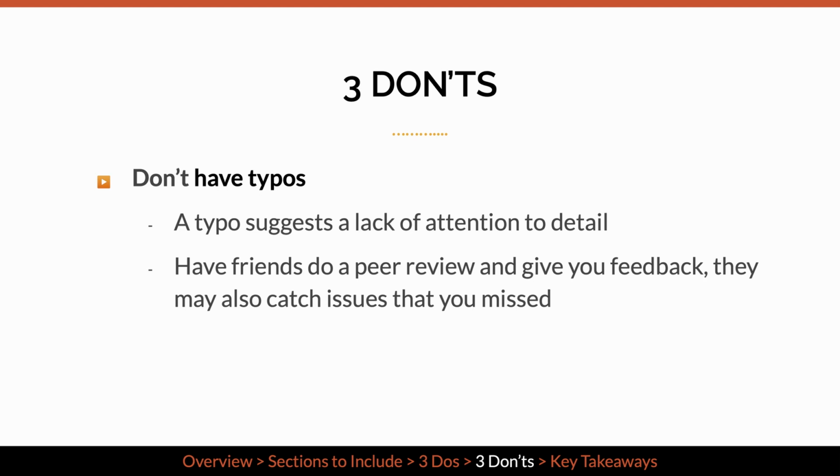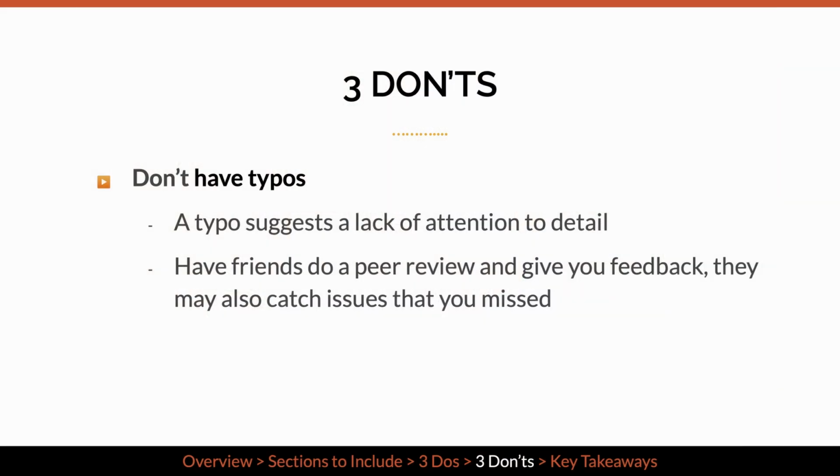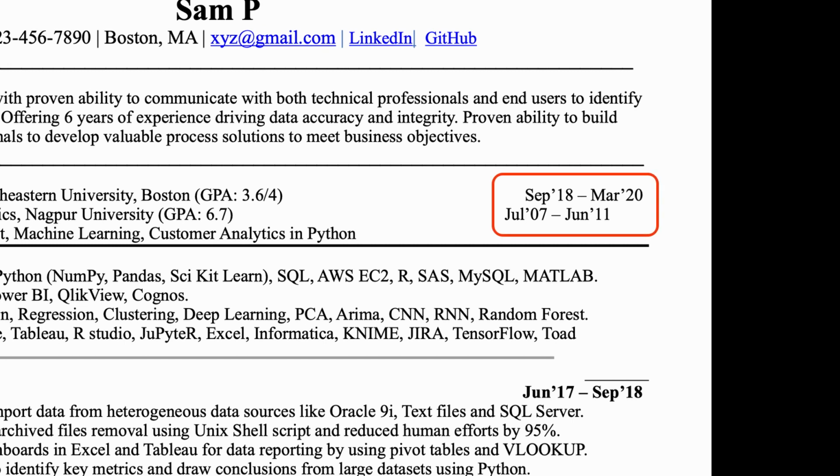I highly encourage you to have a few friends do a peer review of your resume to make sure there's no typos or grammatical errors. The benefit of having another person look at your resume is that they may catch minor things that you missed, such as alignments, text formatting issues, and so on. For example, when I reviewed Sam's resume, I noticed there are some minor formatting issues, such as the time ranges for his education are not vertically aligned, and the line above professional experience is truncated. This kind of small issues may be neglected when you write the resume, but it's easy for others to catch.